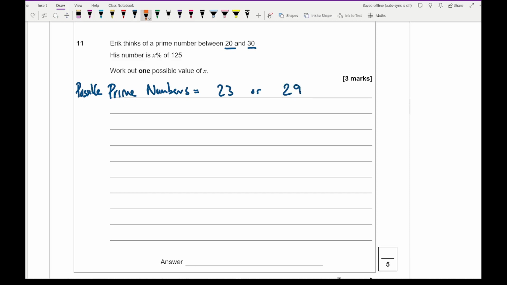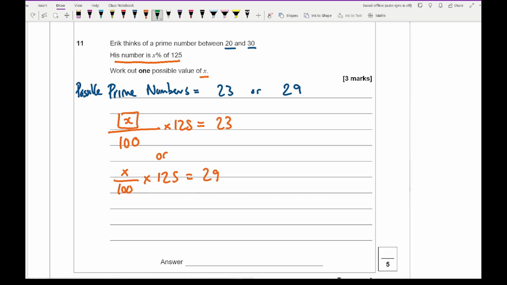Now from this, what we need to do is use this information to then work out the possible values of x. So for this, if I just do it in a little sort of table, we've got x over 100 multiplied by 125, and that's either going to equal 23, or x over 100 multiplied by 125 is going to equal 29. So all we need to do is just do a bit of rearranging. So here we've got 23 divided by 125, and we multiply that by 100, and we should have an answer of 18.4 as one possible answer.